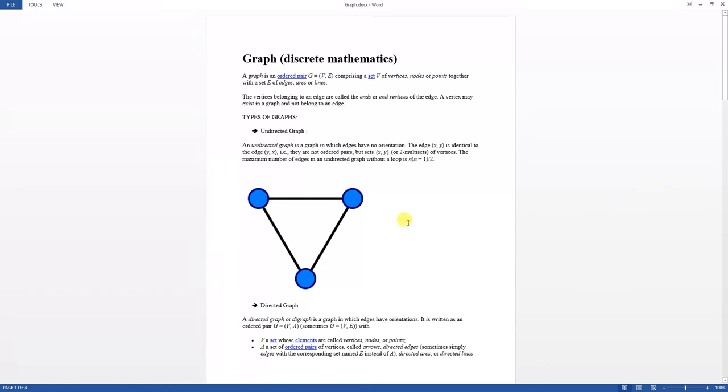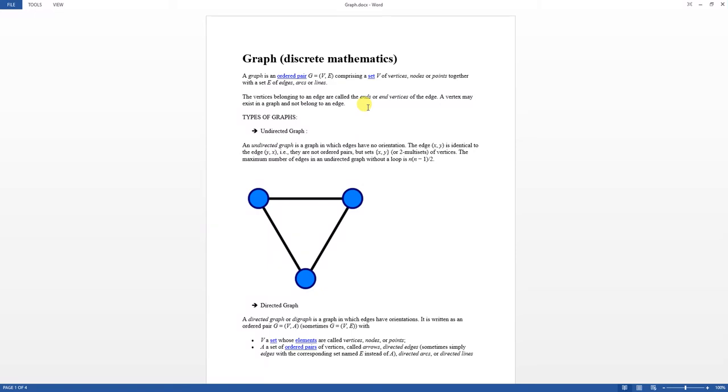A graph is an ordered pair G equals V comma E comprising a set V of vertices and a set E of edges or lines. The vertices belonging to an edge are called end vertices, and a vertex may exist in a graph and not belong to an edge.